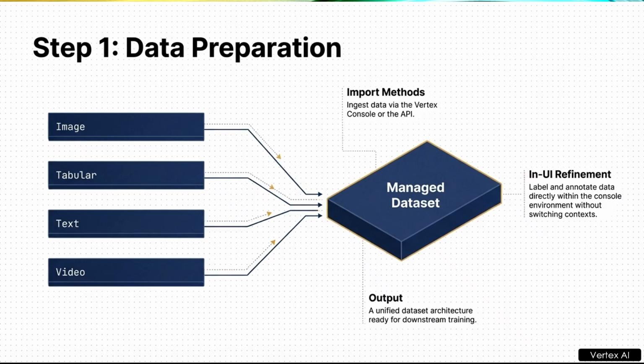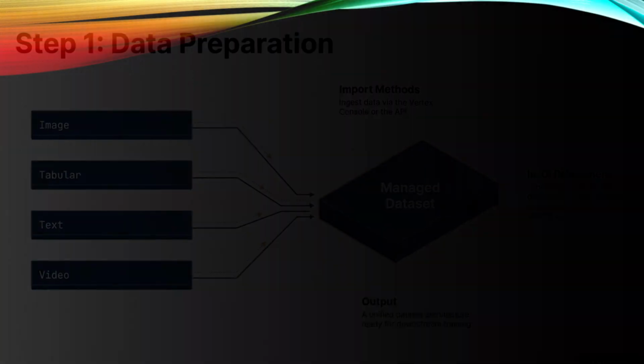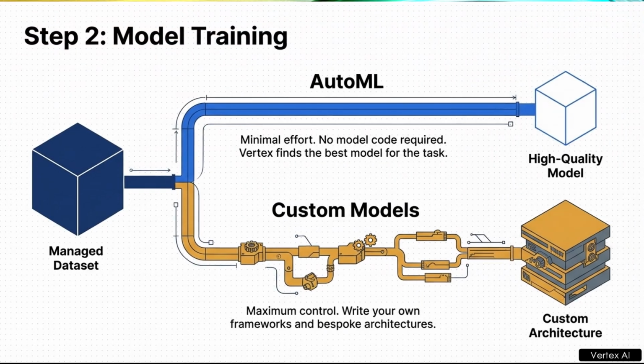Let's dig into that sequence with slide 5, step 1, data preparation. This covers the ingestion mechanics. Right, so the platform imports image, tabular, text, and video data. It creates what they define as a managed data set. And you don't have to switch context for refinement, right? Correct. It allows in-UI refinement and labeling. You do it all without leaving the primary environment.